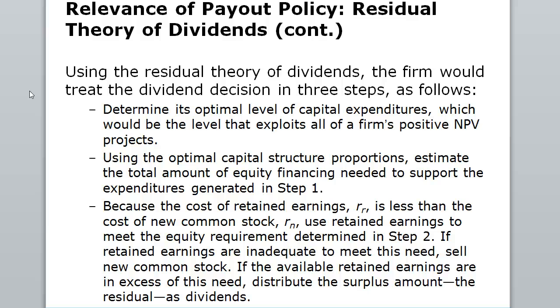2, using the optimal capital structure proportions, estimate the total amount of equity needed to support the capital projects in step 1. Now, because retained earnings is usually the cheapest of the equity, its cost is generally less than issuing new stock, so you're going to use retained earnings to meet most of your equity requirements determined in step 2. So if retained earnings is adequate to meet everything that's needed in step 1, then the excess should be distributed as a surplus, as a residual, as dividends.